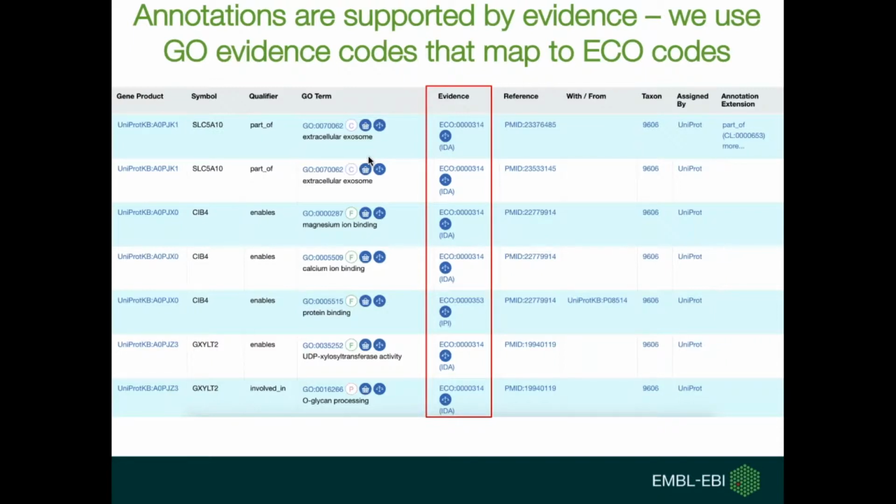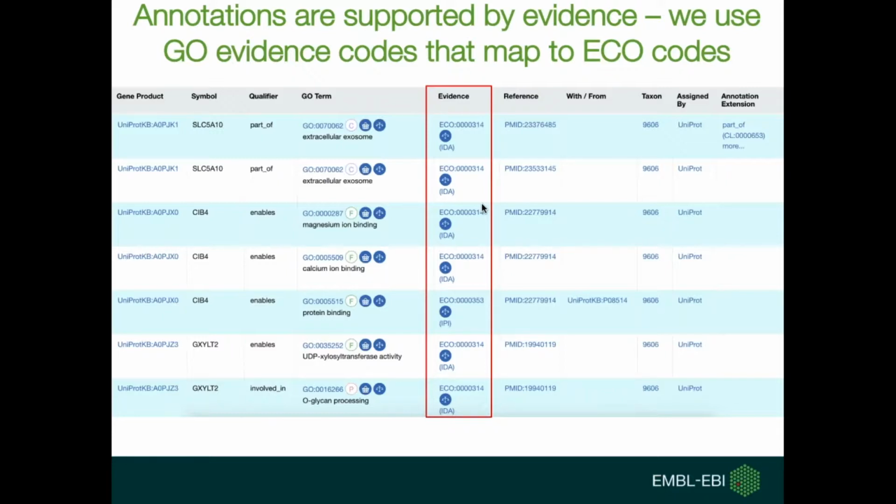Annotations are supported by evidence. We have to provide an evidence code. In this case, we've traditionally used GO evidence codes, which map to Evidence and Conclusion Ontology, or ECO, codes. We allow you to do the same thing that we do with GO terms. If you click on the little blue tree, it shows you where it falls in the evidence code ontology branch. And also, if you click on the ECO code itself, it gives you the definition. Now, evidences are getting more and more specific. We are switching over to ECO more often, which allows you to describe direct assays.